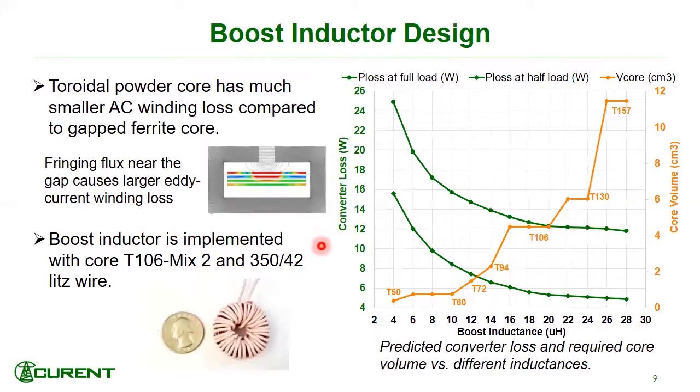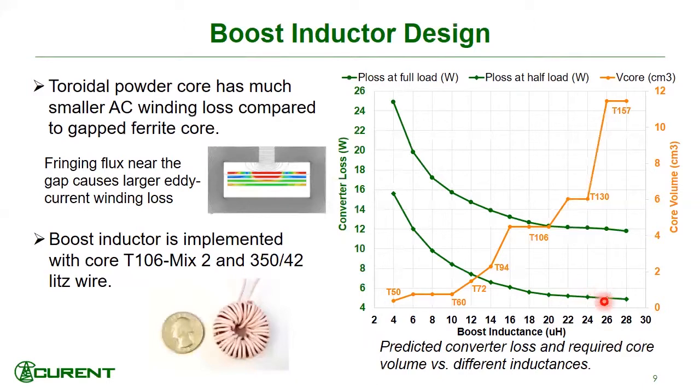The principle for the inductor design is to select the inductor which leads to smaller core volume and smaller conversion loss. So we consider the inductance from 4 microhenry to 28 microhenry. At each inductance, we will predict the dominant conversion loss, including the device loss, the inductor loss, and the capacitor loss. Also, we will design the inductor with different cores at different sizes, and the inductor design with lower conversion loss and lower core volume is selected.